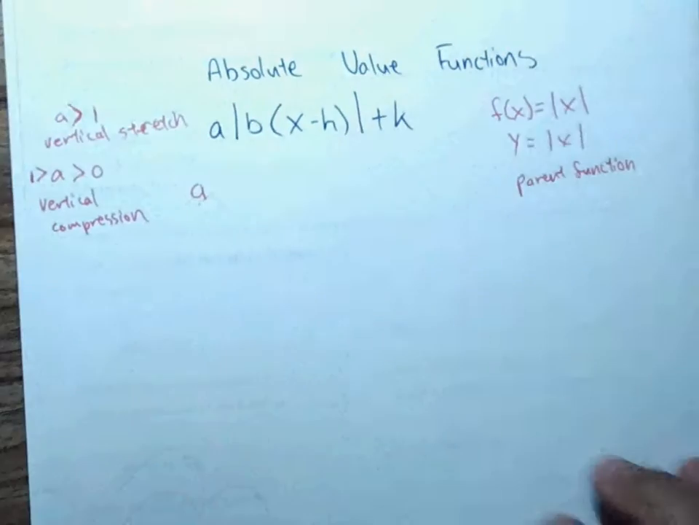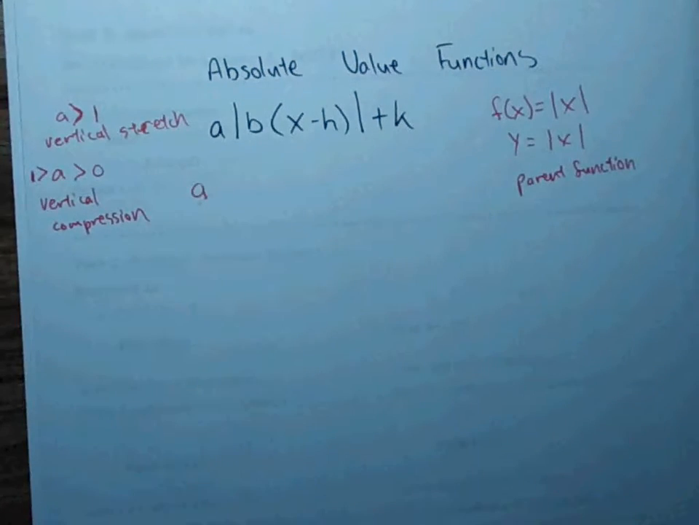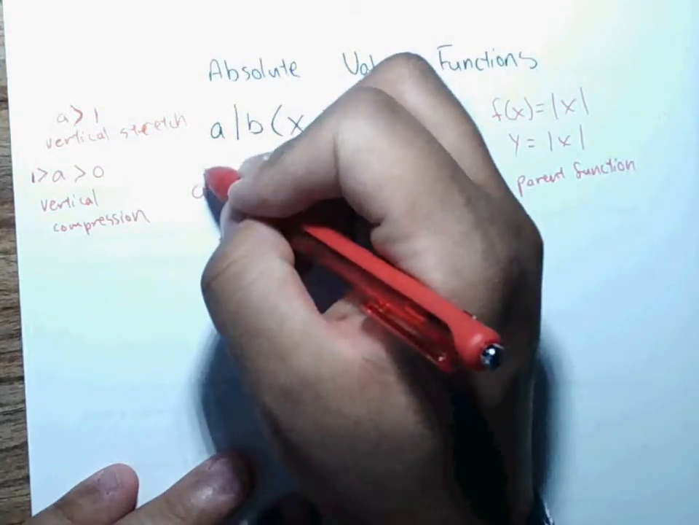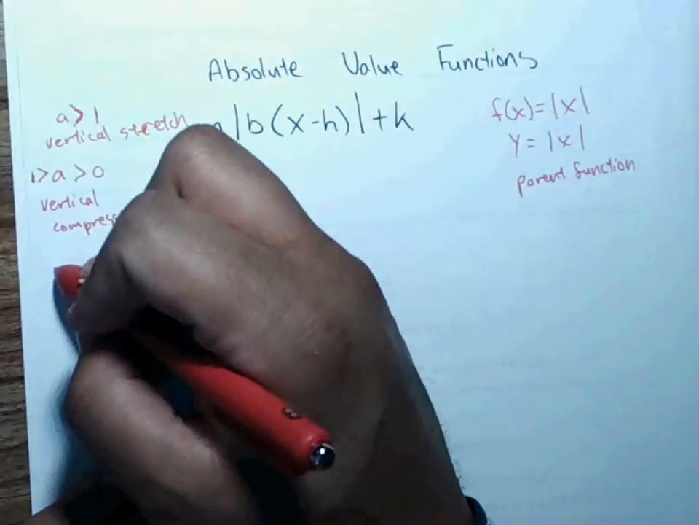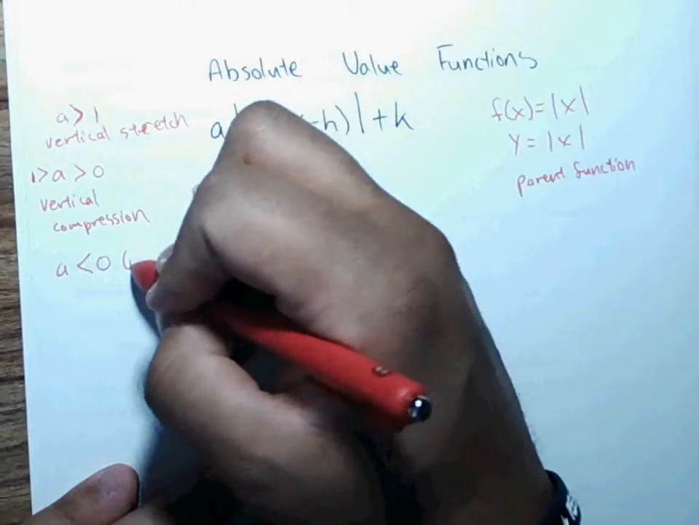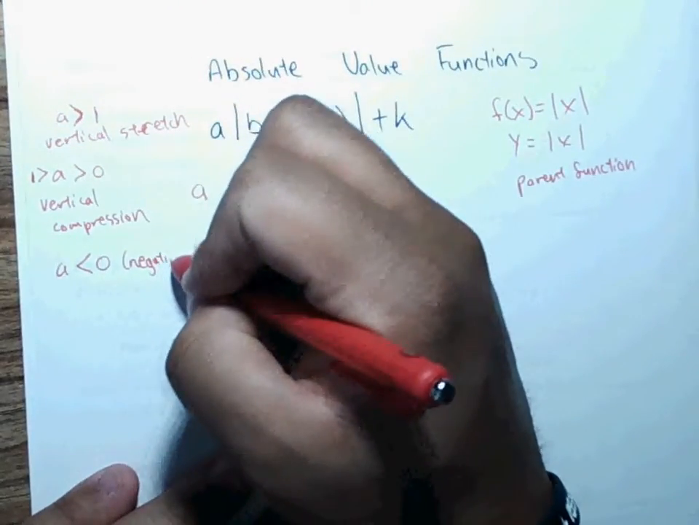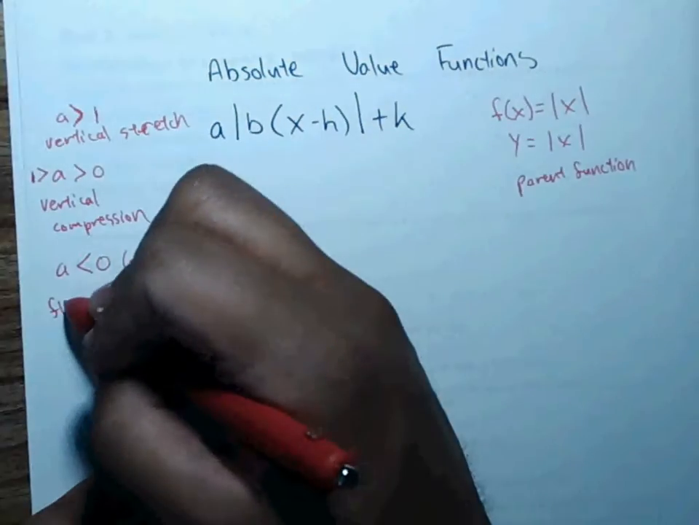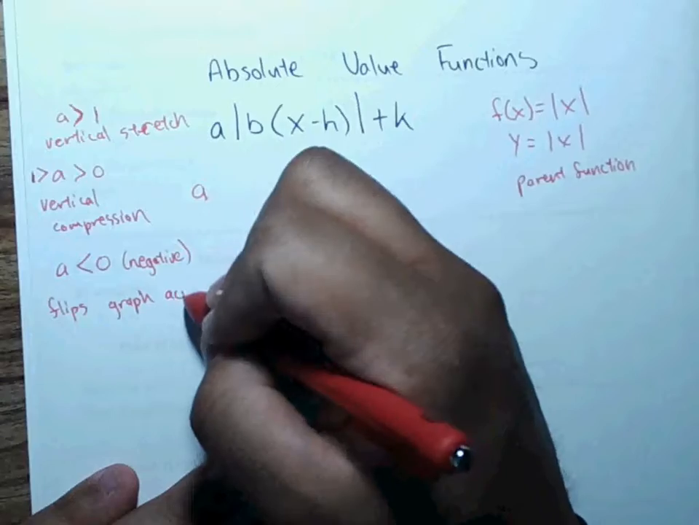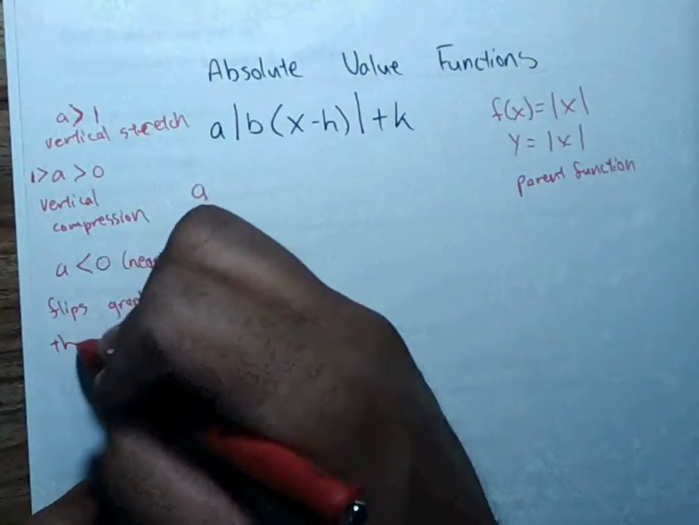Sorry, my handwriting's a little bit off right now. So we have, if a is greater than 1, it's a vertical stretch. If it is greater than 0 but less than 1, it's a vertical compression. And if we have a negative in the front, so if a is less than 0, it flips the graph across the x-axis.